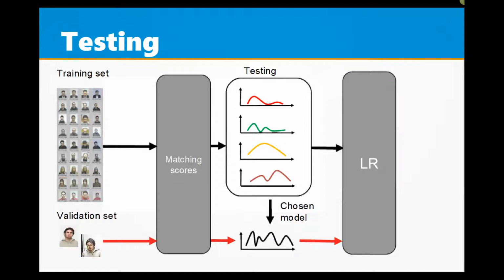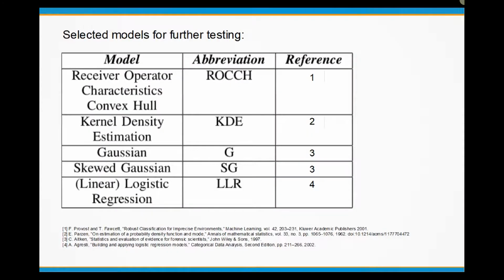So here are the models that we used. We had a receiver operating characteristics convex hull. We had a kernel density estimation, KDE. We had a Gaussian approximation, a skewed Gaussian approximation, and finally a linear logistic regression model.